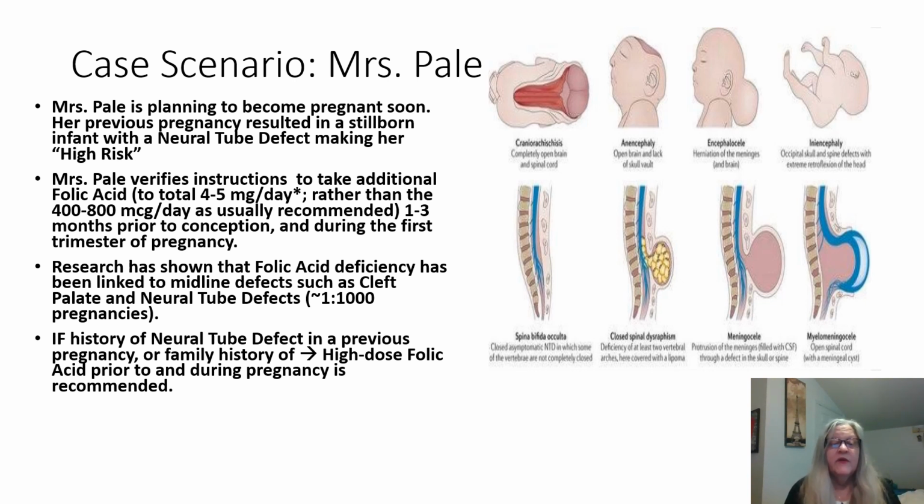You have to check the algorithm. Again, the normal intake of folic acid recommendation would be between 400 and 800 mics per day. However, since she's in the high risk group, we're going to recommend that she takes 4 to 5 milligrams per day during the first 1 to 3 months prior to conception and the first trimester.